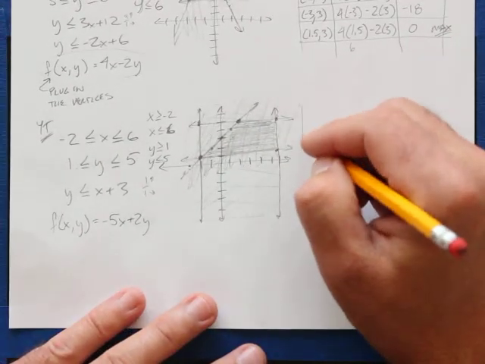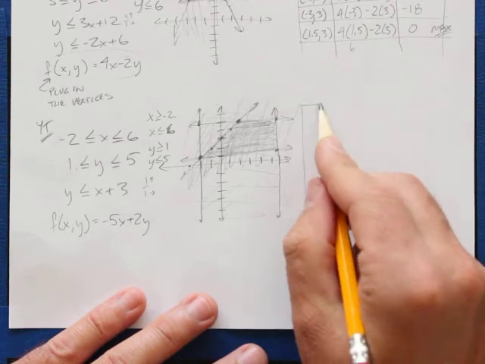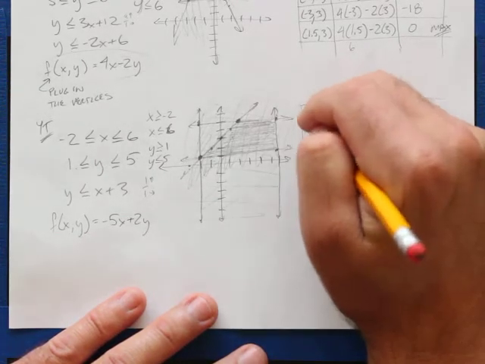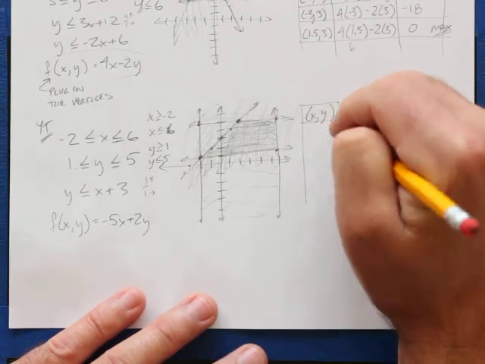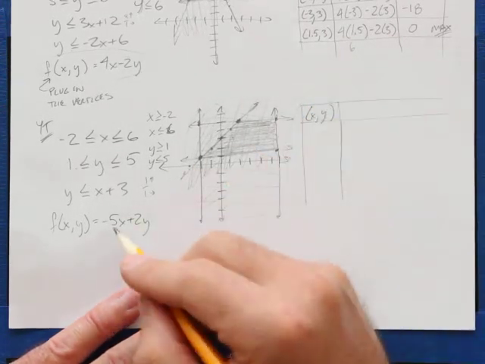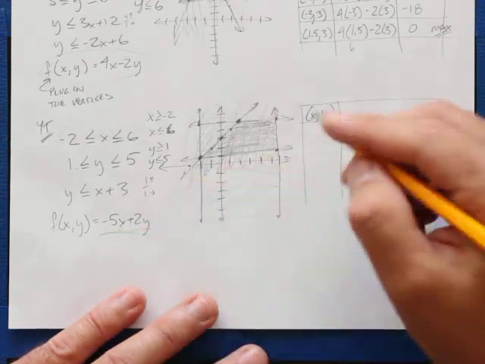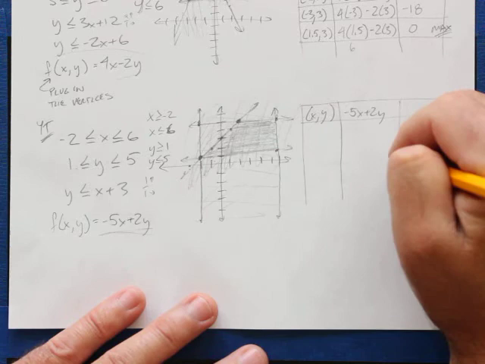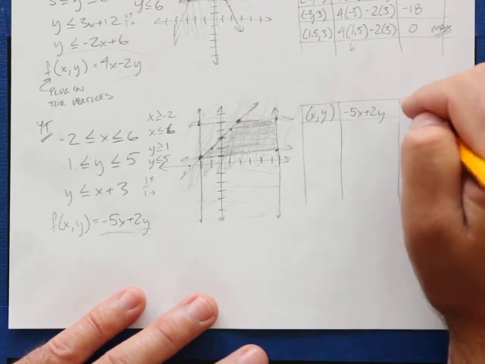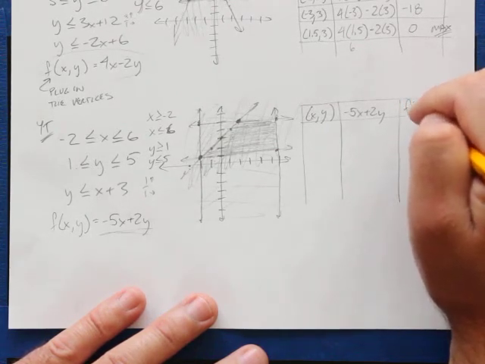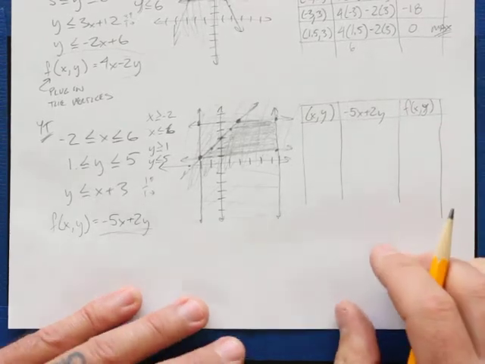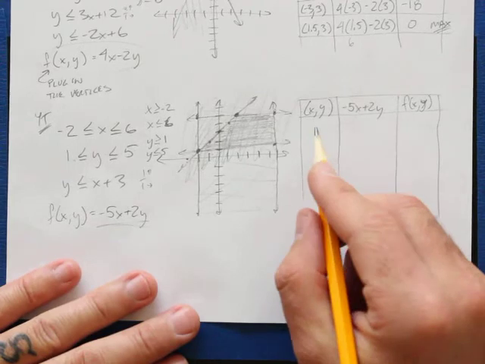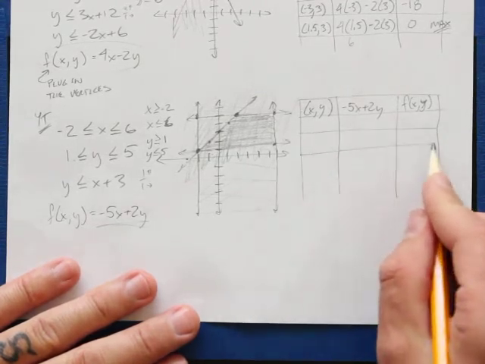So let's start our chart. And we are going to have x, y here. We're going to have this expression here, negative 5x plus 2y. And then we are going to have our f of x, y here. Okay, let's keep moving.